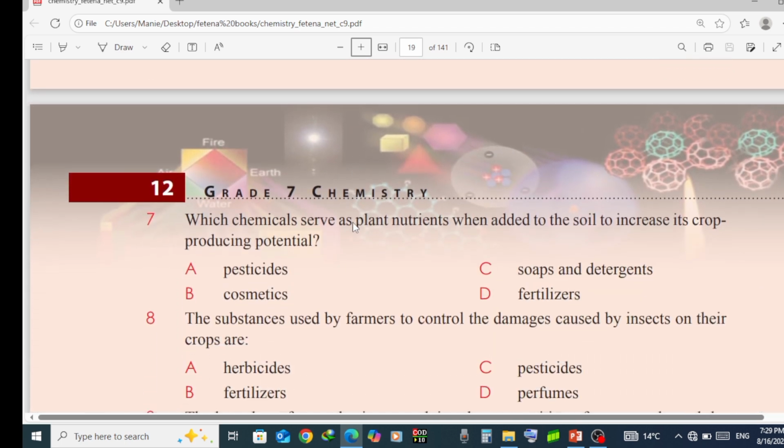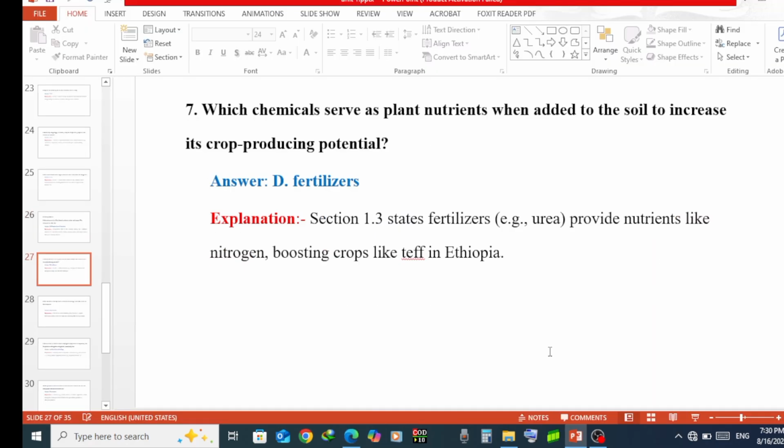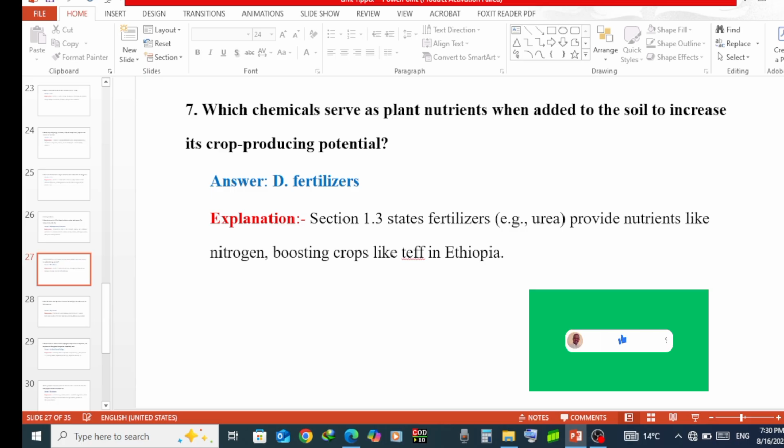Question number 7. Which chemical serves as plant nutrients when added to the soil to increase its crop producing potential? A. Pesticides. B. Cosmetics. C. Soaps and detergents. D. Fertilizers. The answer will be fertilizers. Section 1.3 states fertilizers like urea and DAP provide nutrients like nitrogen, boosting crops like teff in Ethiopia. Therefore, the correct answer is fertilizers.